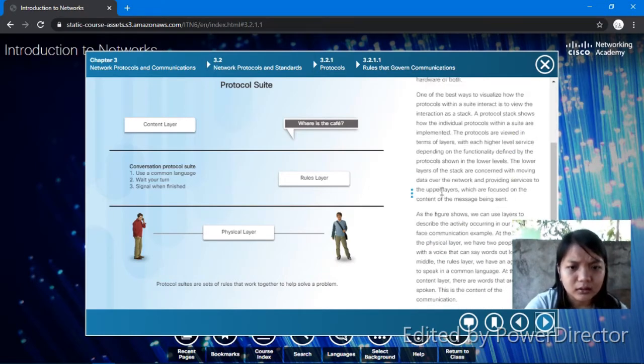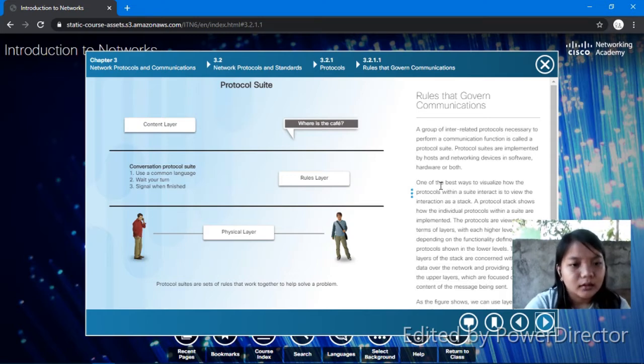In this diagram, the protocol suite is a set of rules that work together to help solve a problem, like this one. First, use a common language. If you decided to speak in English, then speak in English, or in Tagalog, speak in Tagalog. For you to easily understand each other, wait for your turn.